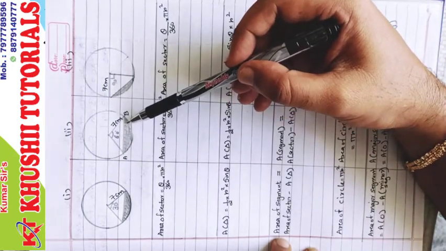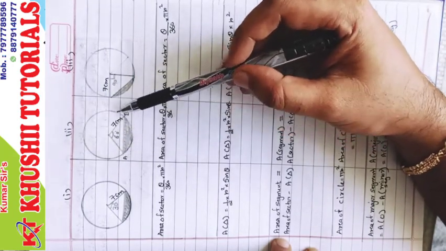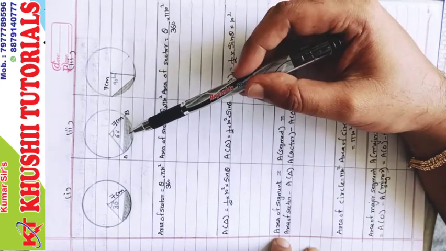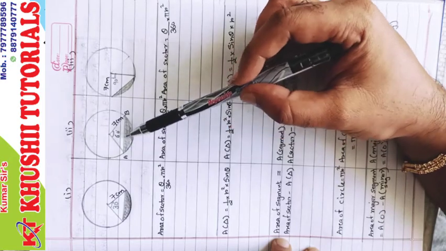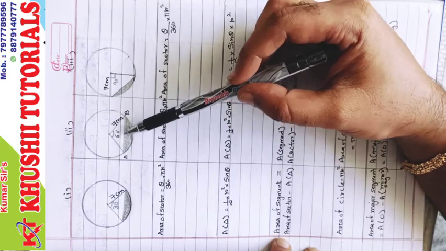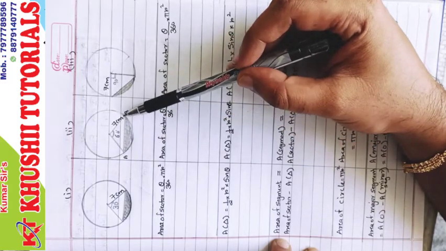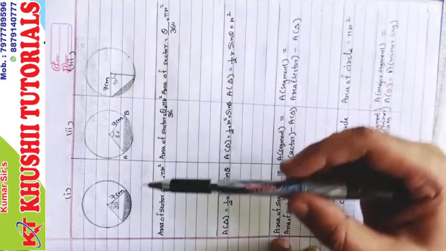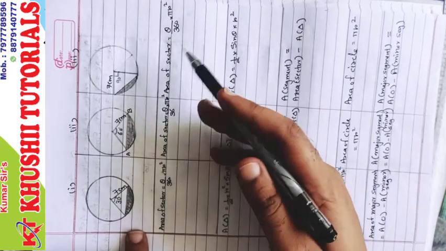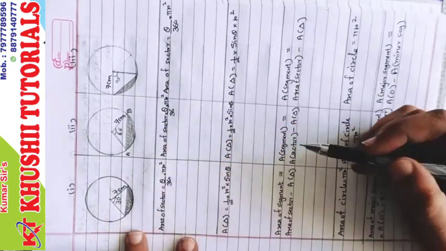First this shaded area and second the unshaded area. The shaded area is called a segment, a small segment, and the bigger segment. The small segment is called the minor segment and the bigger segment is called the major segment. Hope you understood what we mean by segment. So now let's start with the area of segment.